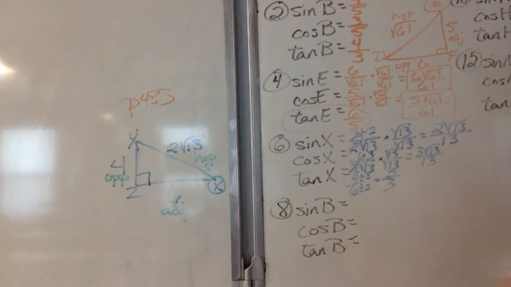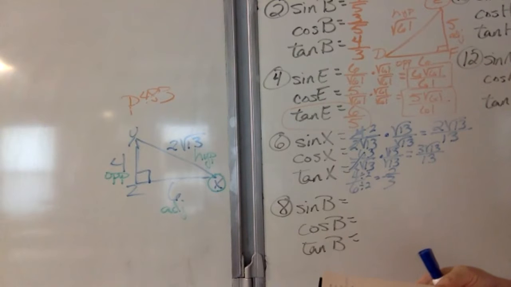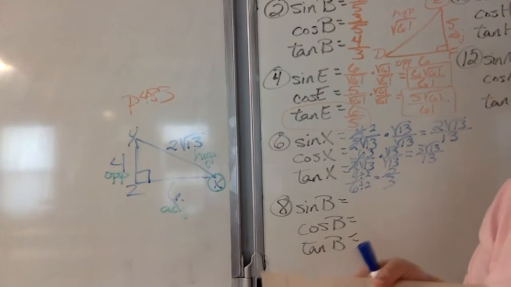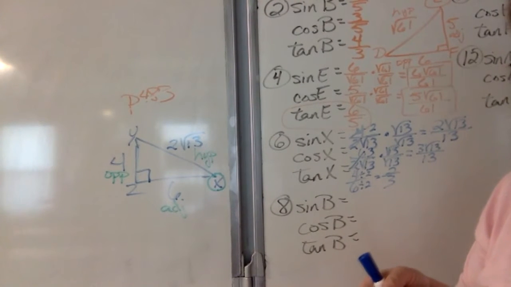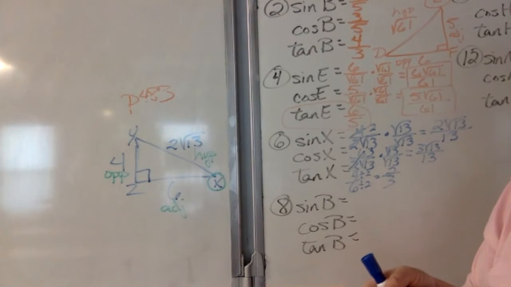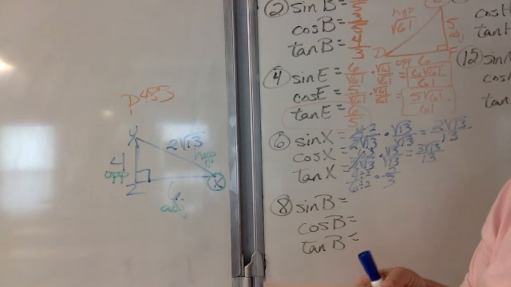Okay? Now, for number 8, 9, and 10, the directions are a little bit different. It says state a decimal approximation to 4 decimal places, so 4 numbers behind the decimal point, of each trigonometric ratio. Now, something else that you should notice that is different on 8, 10, and 12 is, do they have all 3 sides of the triangle already labeled? No, they don't.